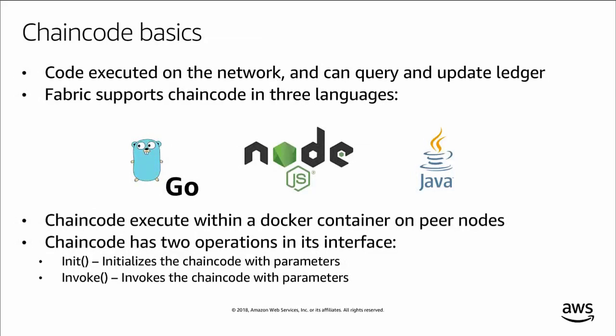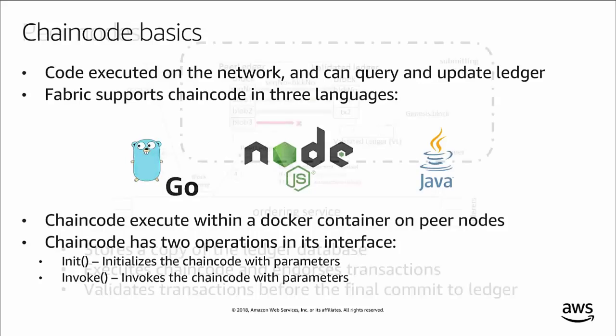Hyperledger Fabric utilizes Chaincode. It supports 3 languages: Go, Node.js, and Java. It's executed in a Docker container on peer nodes as well. And there's a lot of interesting work that's being done in Chaincode. We've got some example Chaincode in our documentation and on a post on our AWS database blog, and there'll be links at the end of the presentation if you're interested in checking out what some sample Chaincode looks like.